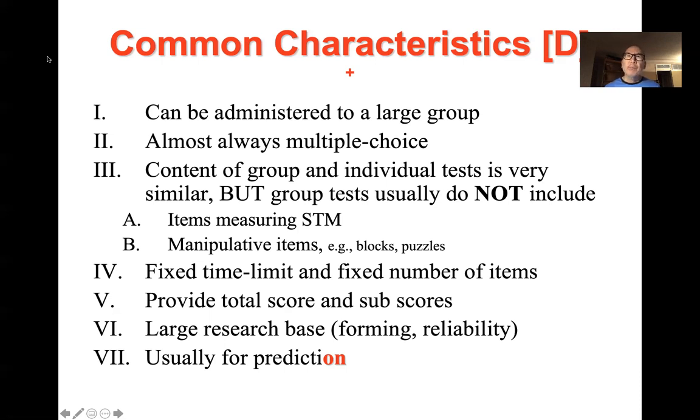Now, in the end, these group tests of mental ability also provide a total score as well as sub-scores, right? You get verbal and math and so on. The other strength of these tests is that they have a really strong research basis, because they collect tons of data every year. They get tens, if not hundreds of thousands of subjects providing data as they take the SAT or GRE and so on, and it just accumulates over the years.